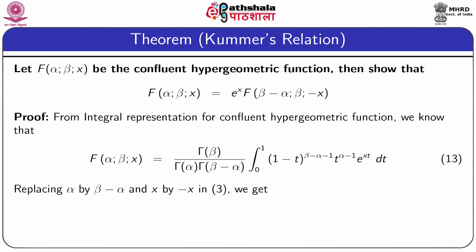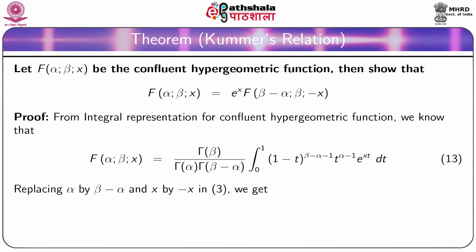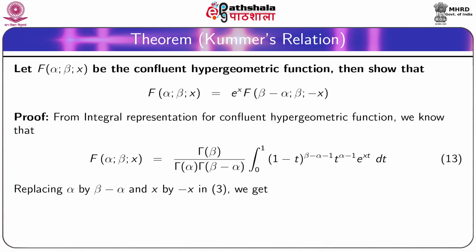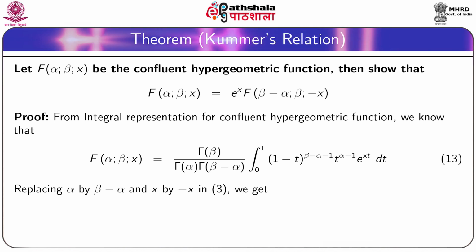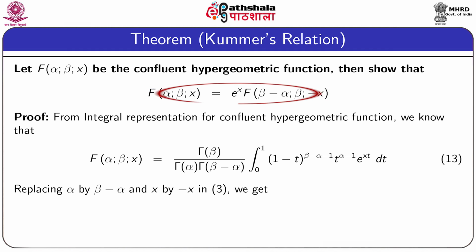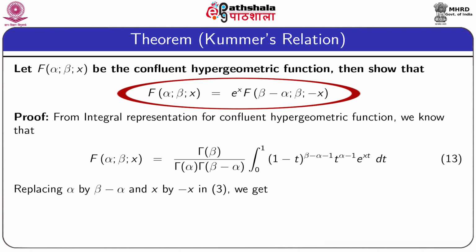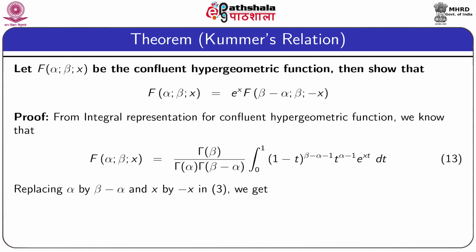Next, we look into Kummer's relation, which says that if F(alpha, beta, x) is the confluent hypergeometric function, then we have to show F(alpha, beta, x) is equal to e to the power x F(beta minus alpha, beta, minus x).